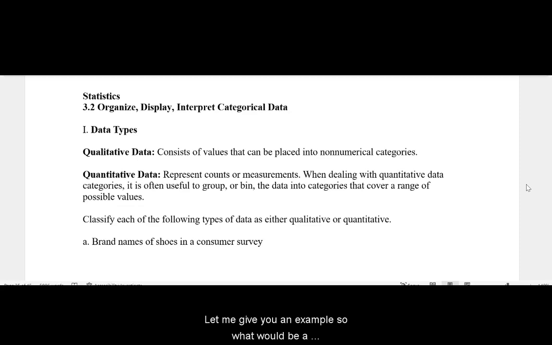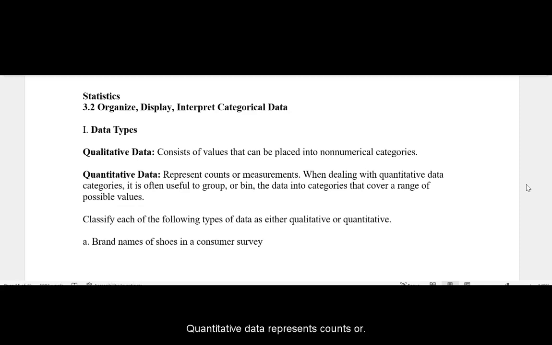Let me give you an example. So what would be a non-numerical category? If I am surveying people on the brand name of shoes, the brand of shoes they are wearing, then I would be collecting a name, right? The brand name of the shoe. That's non-numerical. So that's what we would consider qualitative data.